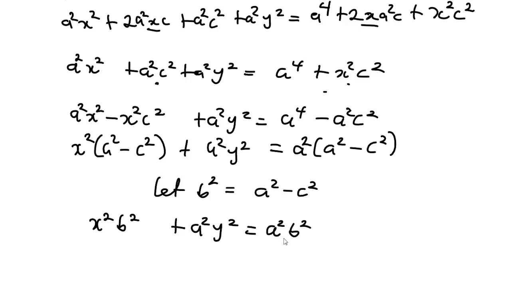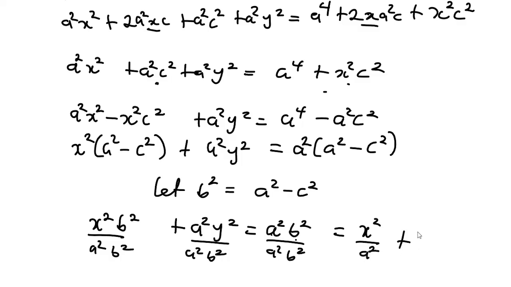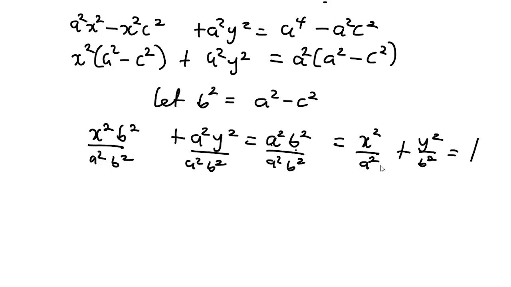Now let's divide through by a squared b squared to make this side 1. So a squared b squared, a squared b squared, a squared b squared, and it gives x squared divided by a squared plus y squared divided by what? b squared being equal to 1. So generally this is what? The equation of what? An ellipse. This is the equation of an ellipse.